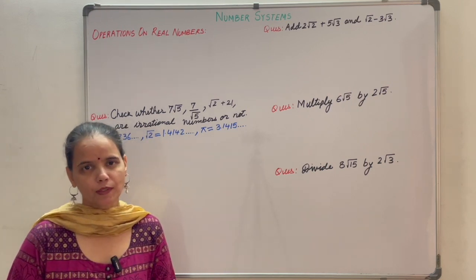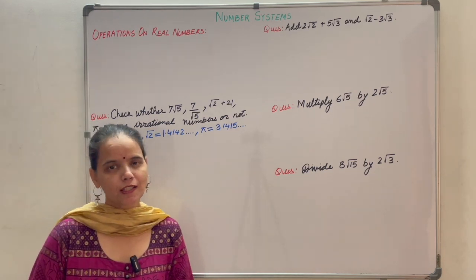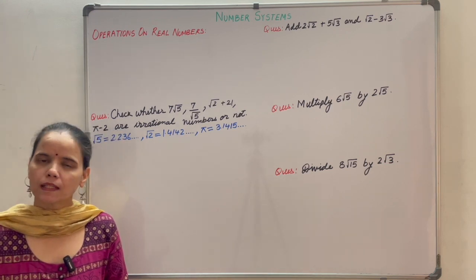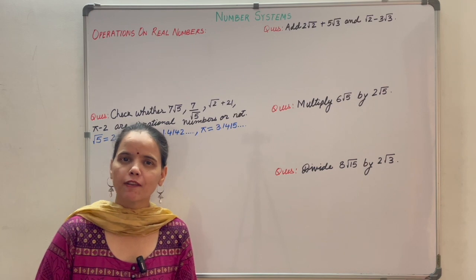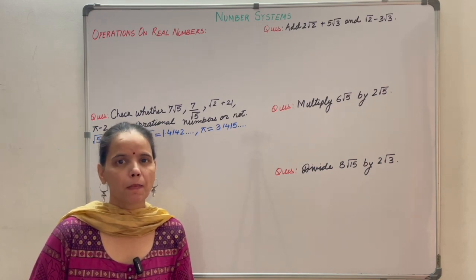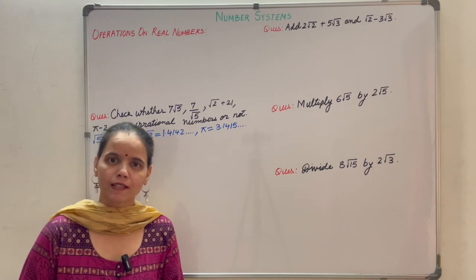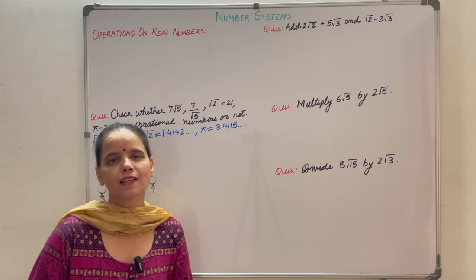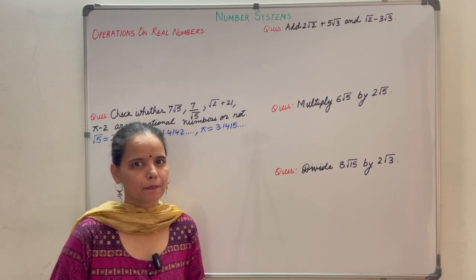Moreover, it turns out that irrational numbers also satisfy the commutative, associative, and distributive laws for addition and multiplication. But in the case of irrational numbers, it is not necessary that whenever you add, subtract, multiply, or divide any two irrational numbers, you will always get an irrational number. Sometimes you can get a rational number as well. Let us understand this with the help of a few examples.